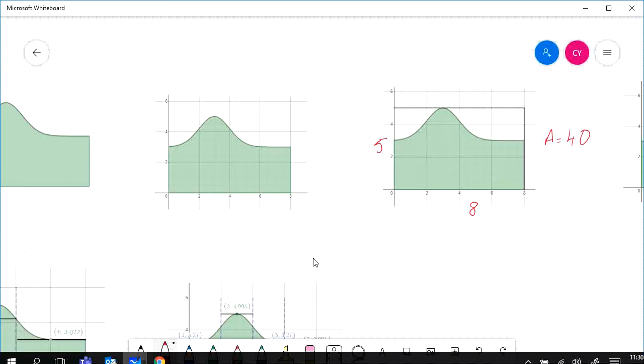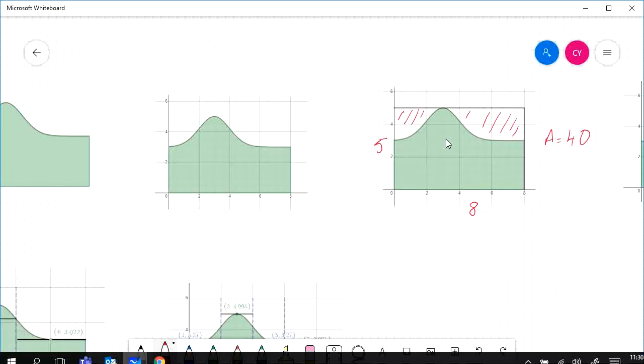And 40 is my very first approximation of this, but it's not a great approximation because it's over by a fair bit, because none of that should be included, and none of that should be included. So how do we take that and make it a better approximation?